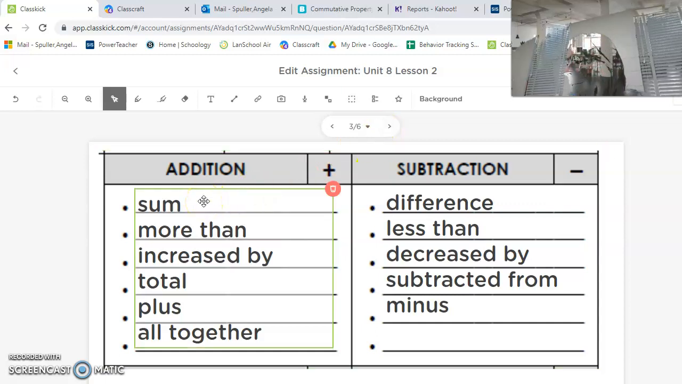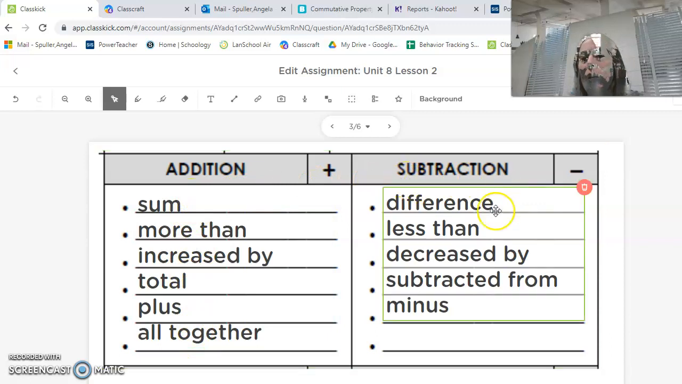Make sure that you get these in your notes because you're going to be using them a lot in this unit. So for addition, you'll see sum, more than, increased by, total, plus, all together. I would pause the video, make sure you get all of these written down for addition.